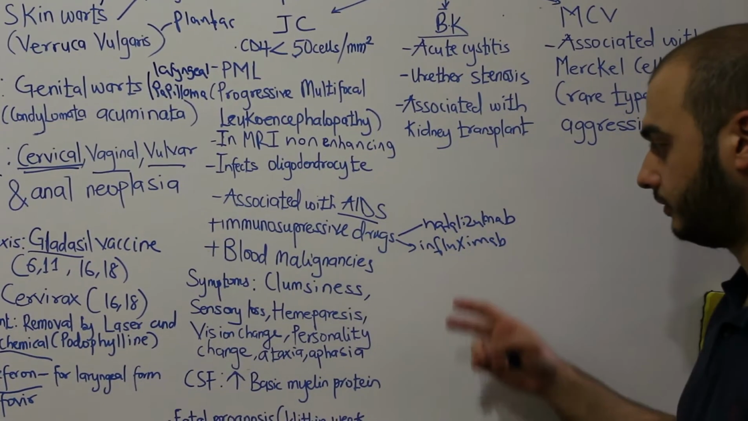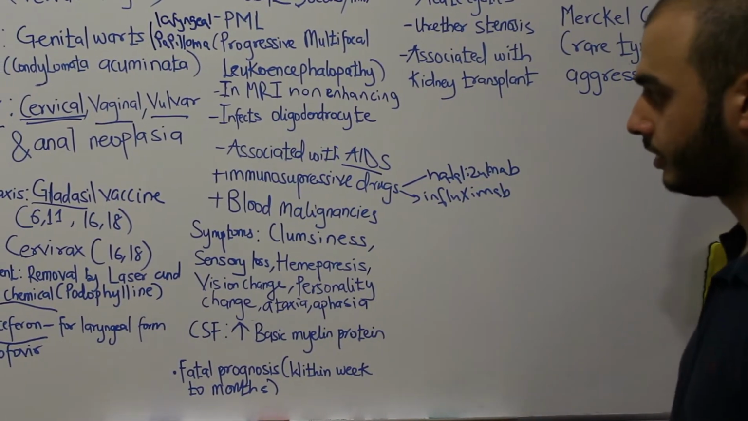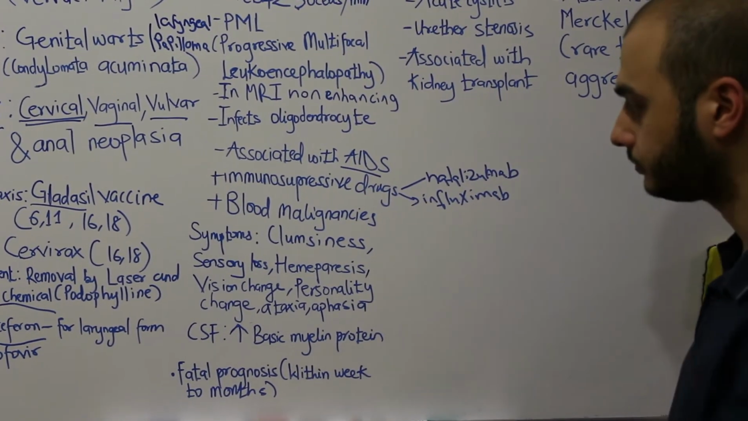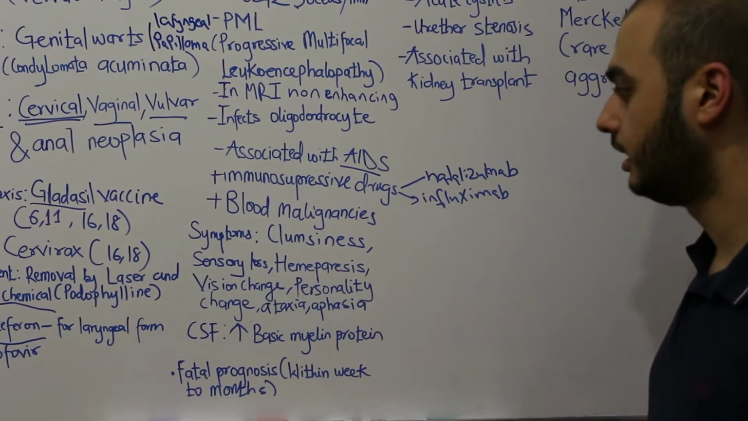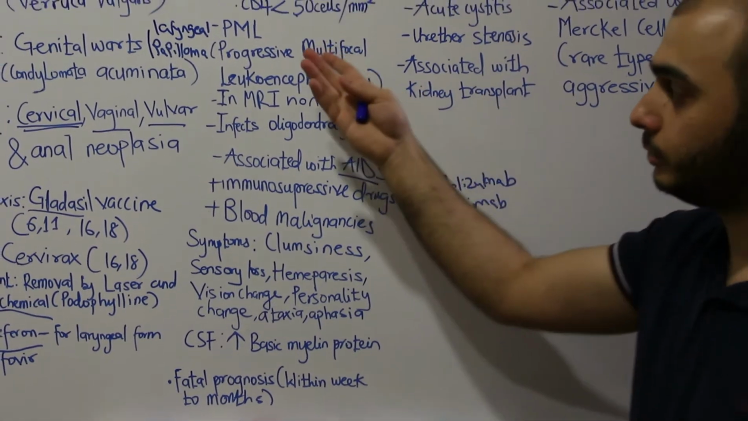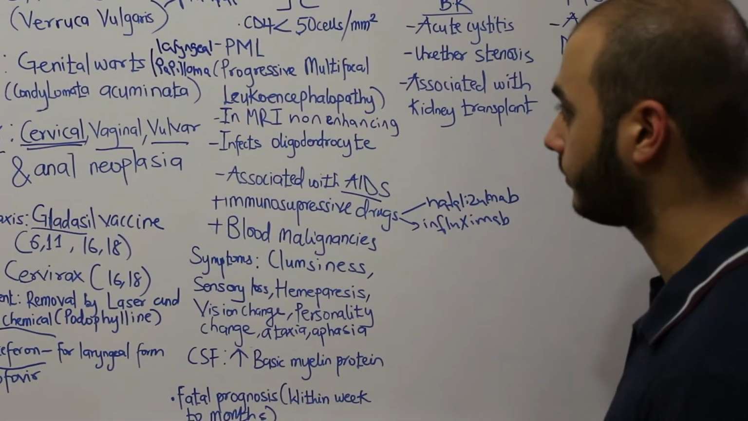These are immunosuppressive drugs used for multiple sclerosis, used for cancer. So these patients, we should be aware about this virus. Then blood malignancies such as Hodgkin lymphoma, leukemias. All these conditions predispose or promote the JC virus and this PML disease.